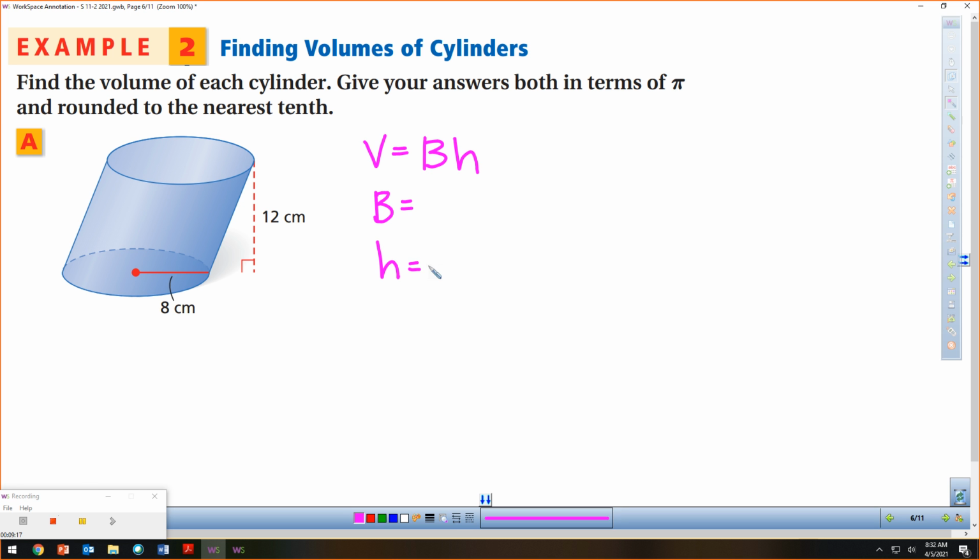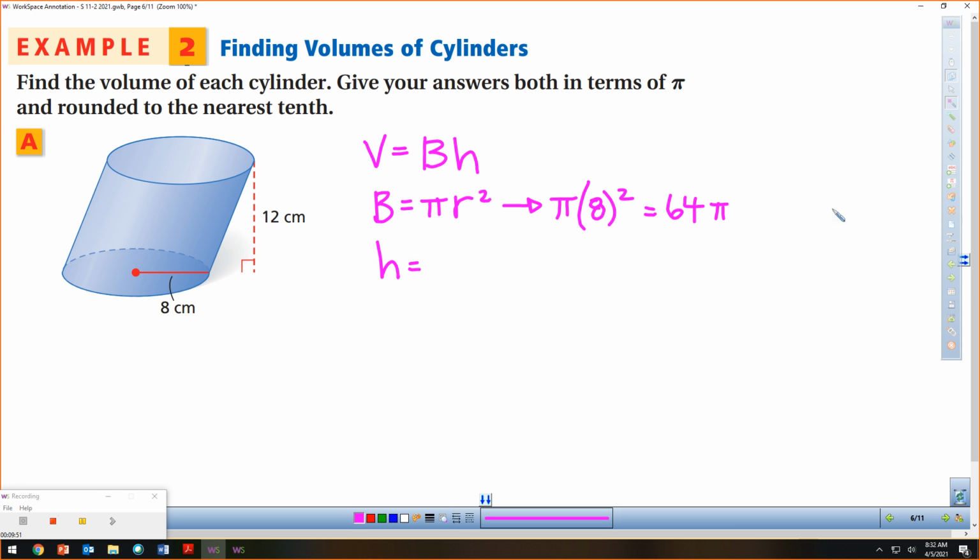What shape is my base? A circle. And the area formula for a circle is pi r squared. So we are going to plug in our radius squared. So big B is going to be pi times my radius of 8 squared. And that is going to give you 64 pi for the area of my base.